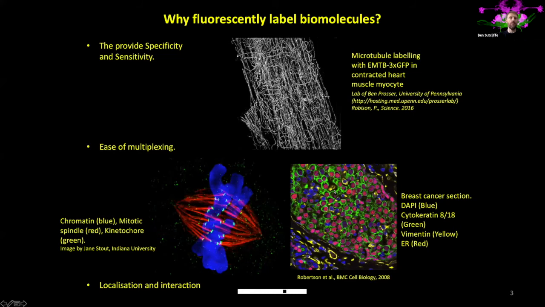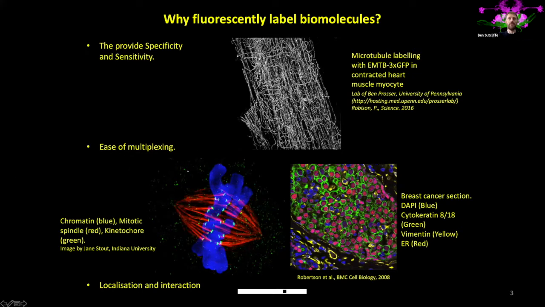So why would you actually want to do this? Well, it provides massive sensitivity and specificity in your sample. Here you can see microtubule labeling in a muscle myocyte, and you wouldn't be able to see it with this detail if you didn't use a fluorescent label that targeted just that protein of interest.